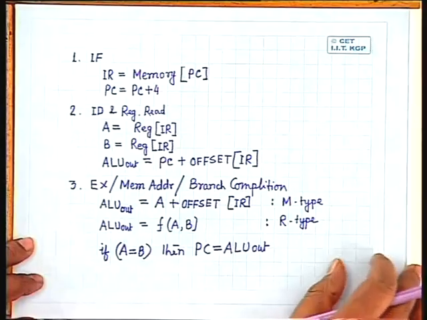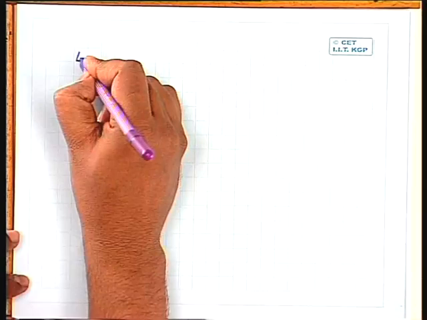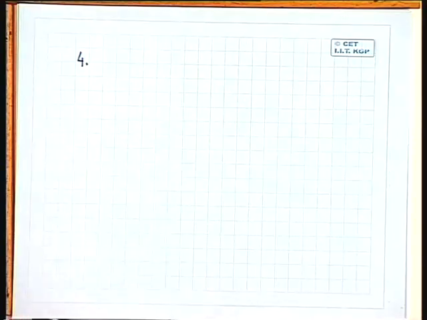Okay. Then what do you do in the fourth step? During the fourth clock period, if it is a memory reference operation, then either the content of the memory has to be loaded into the memory data register if it is a load word instruction, or the output of the register file has to be stored into memory if it is a store word instruction, or the output of ALU has to be loaded into the write register if it is an R type instruction.